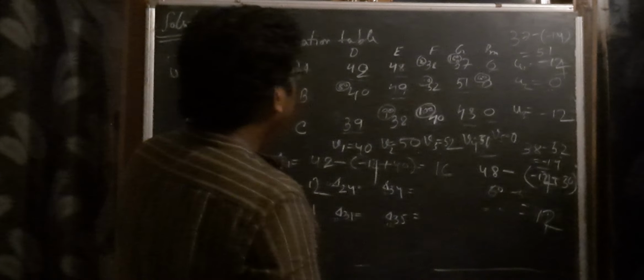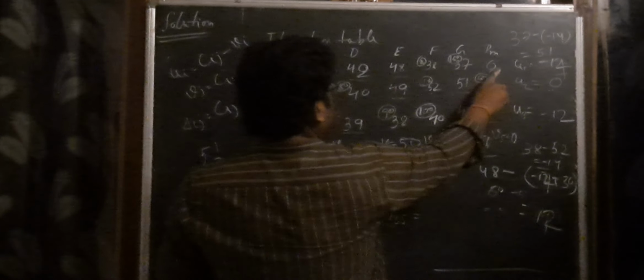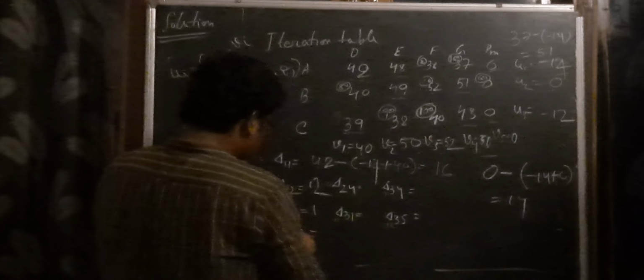And now the empty cell del 15. The value of del 15 is 0 minus minus 14 plus 0, equal to 40. So del 15 is equal to 40.